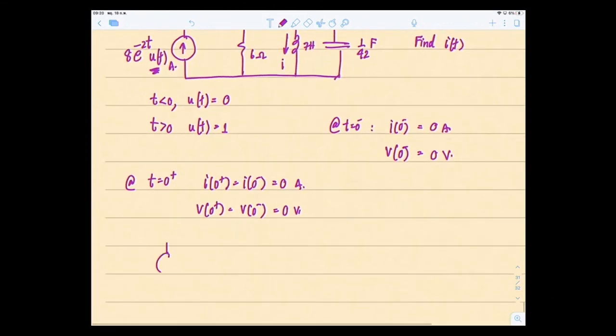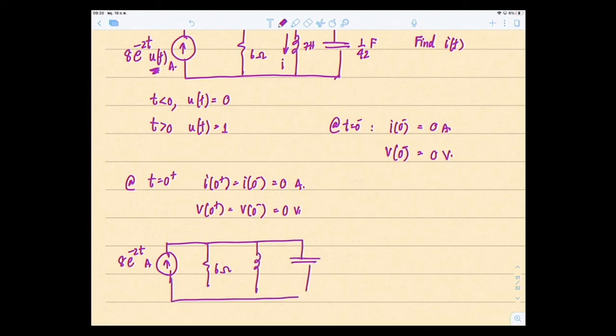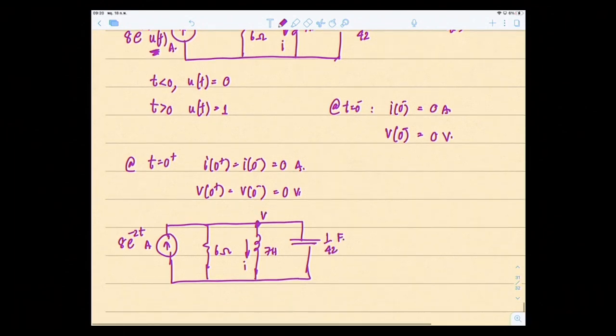Well, it looks exactly like this, so I'm going to draw it again. The source is 8 e to the minus 2t amps, then 6 ohms, 7 Henry, and you want to find the current right here, and this is 1/42 farad, and this is your V. Okay, so therefore, circuit analysis: how does the current flow?